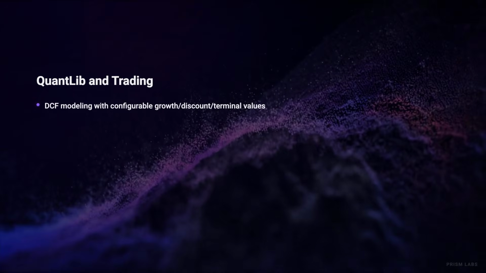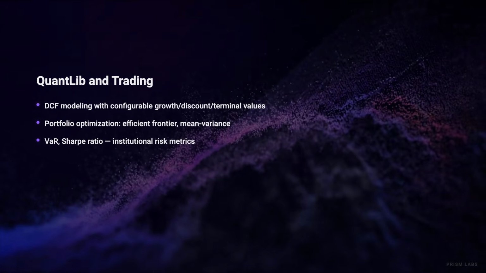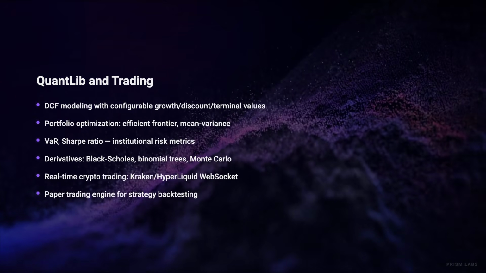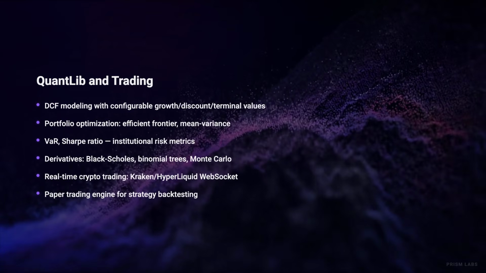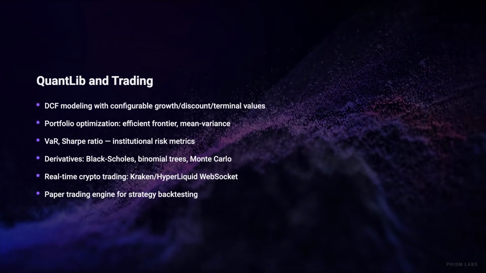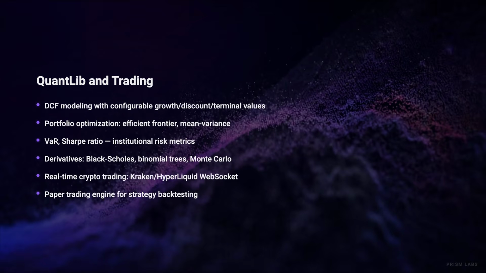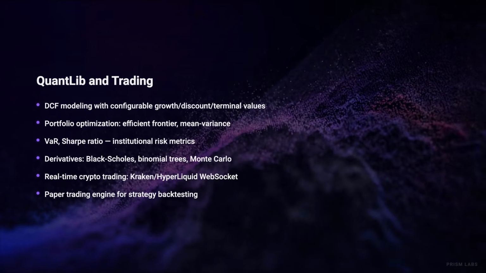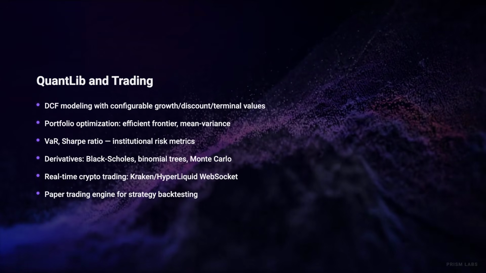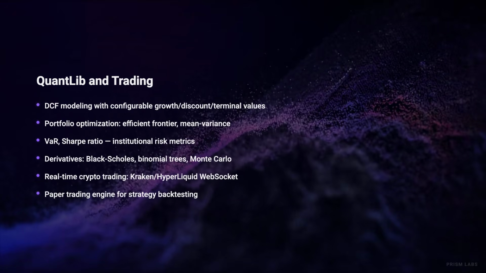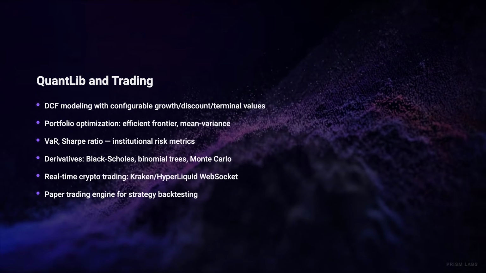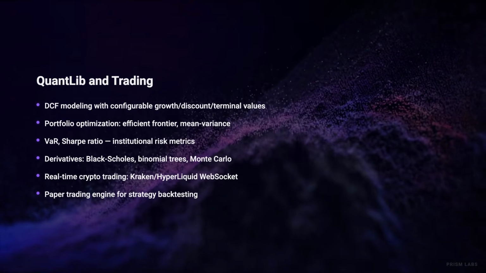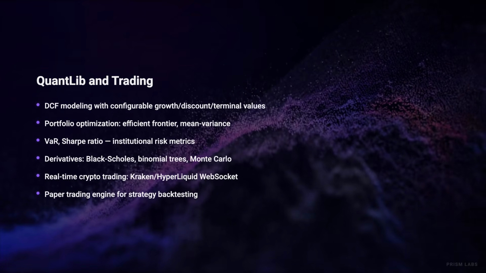The quantitative analysis layer integrates 18 QuantLib modules covering institutional-grade financial mathematics. DCF modeling builds discounted cash flow valuations with configurable growth rates, discount rates, and terminal value assumptions. Portfolio optimization implements modern portfolio theory. Efficient frontier calculation, mean variance optimization, and risk-return trade-off analysis. VaR and Sharpe ratio computation provide standard risk metrics that institutional investors and regulators require.